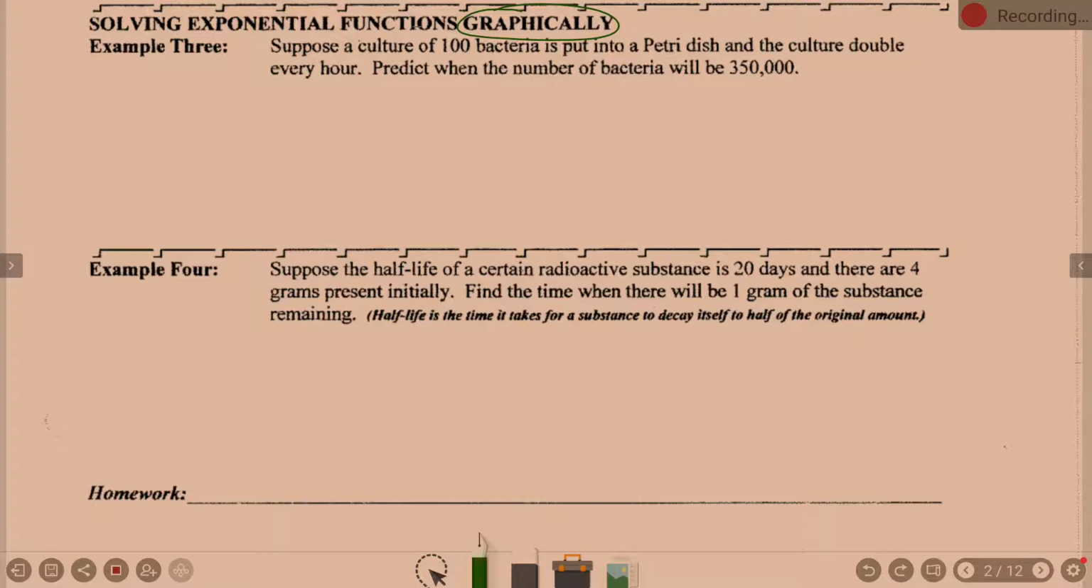We have everything but what? R. Right. And that's the thing, we don't know the R value. We know it's positive. It's doubling, so it's increasing.